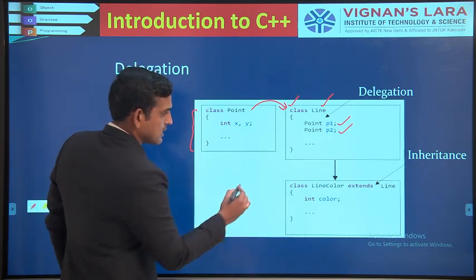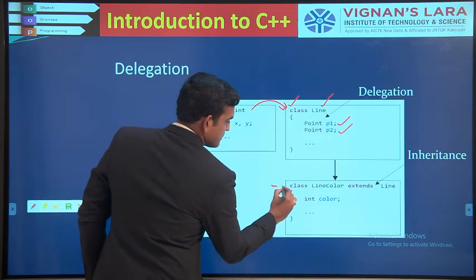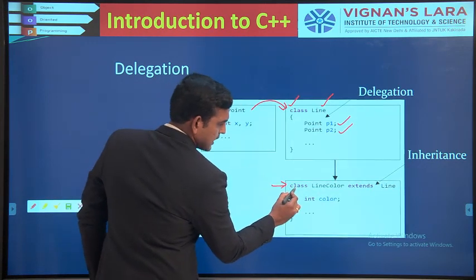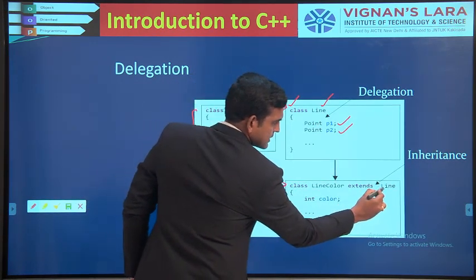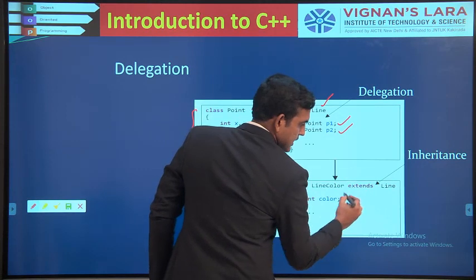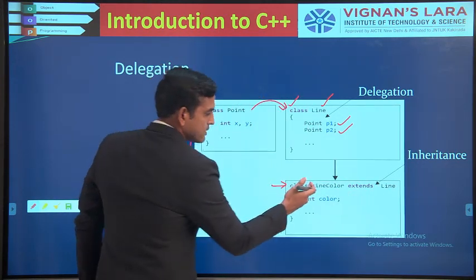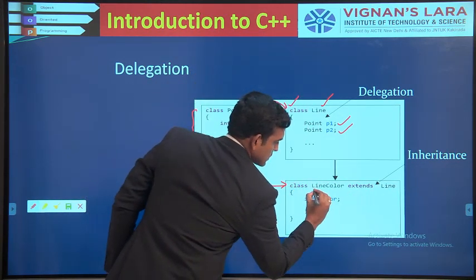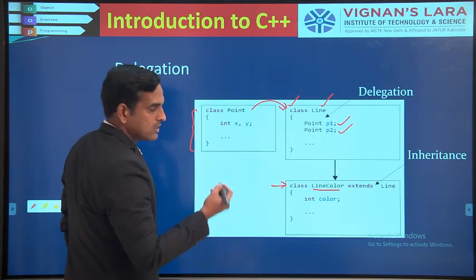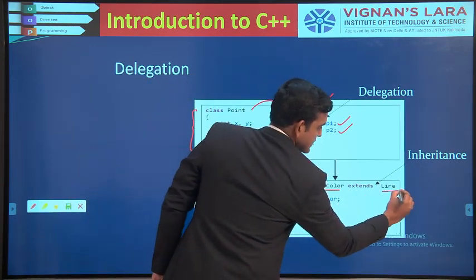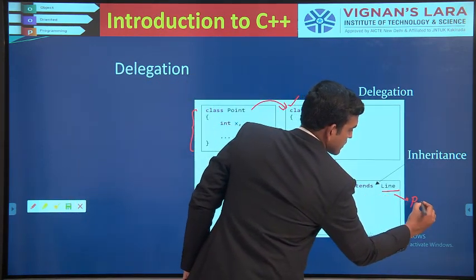So in this particular line, you can see here, class LineColor extends Line. So this is inheritance. Inheritance involves extending. So this thing, LineColor, is now the child class and this is the parent class.